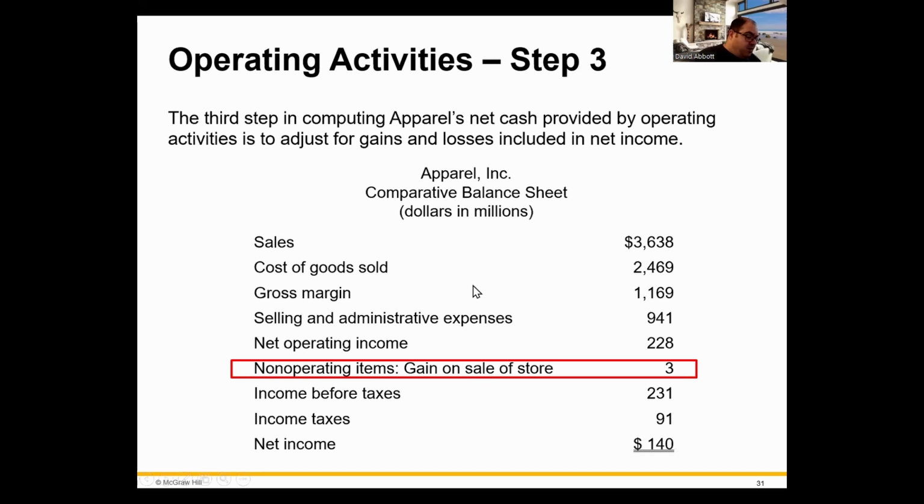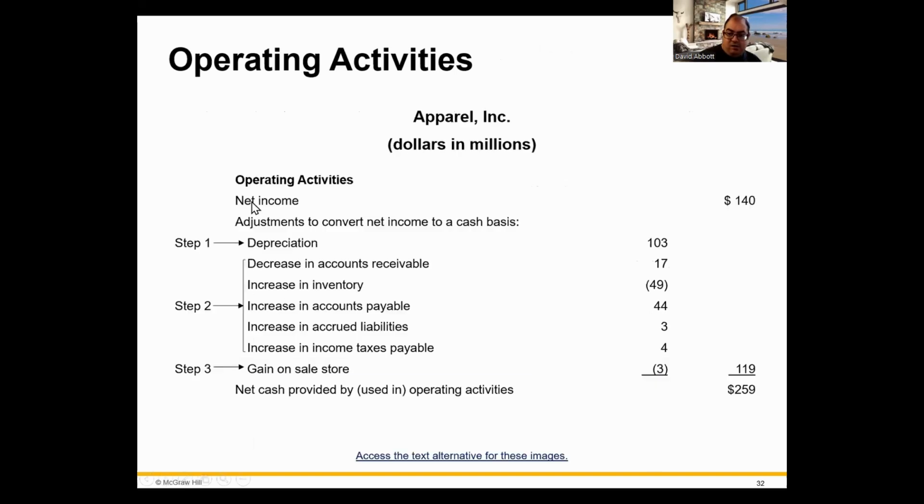So now the third step is to adjust for gains and losses. And so if we remember from what we looked at before, Apparel's income statement includes a gain of 3 million. So that amount has to be subtracted from net income because it's not from operating activities, it's from them selling a store that I guess they no longer needed. And then subtracting the net gain on sale removes it from the operating activities section of the statement of cash flows. The entire amount of the proceeds related to this sale will be recorded in the investing activities section when we get there.